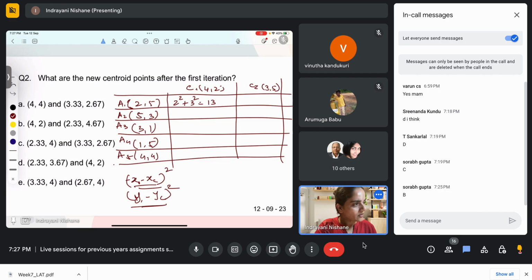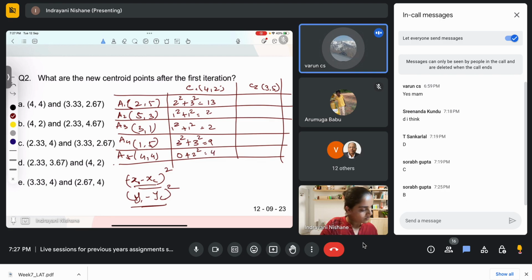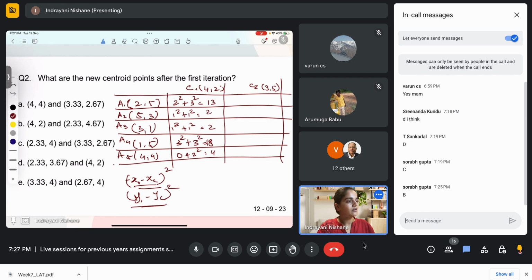Then 1 squared plus 1 squared, which is 2. Then 3 squared plus 3 squared is 18. 0, 4 minus 4 is 0, and 4 minus 2 is 2, 2 squared is 4. It should be 18, no? 3 squared plus 3 squared, oh sorry, yes, 18. Now it seems correct.